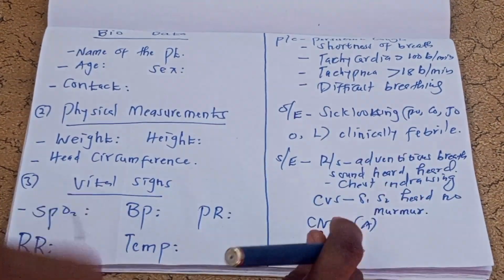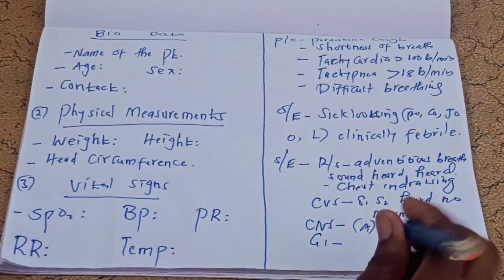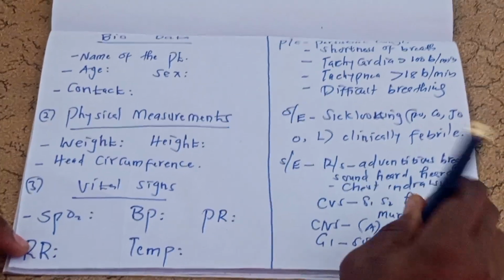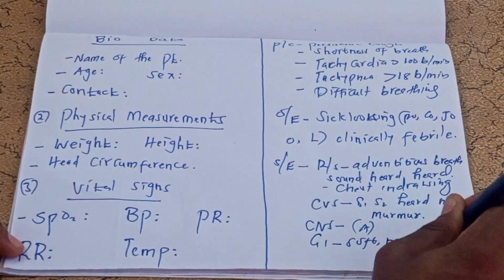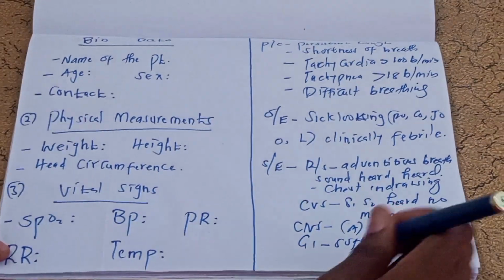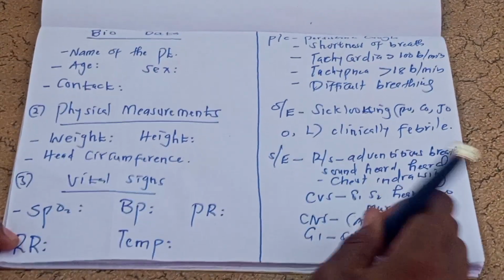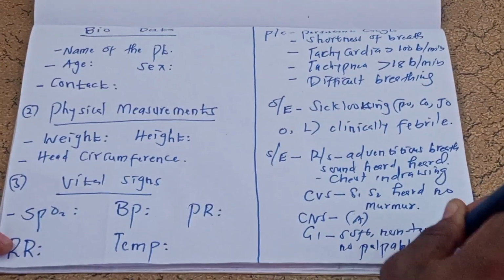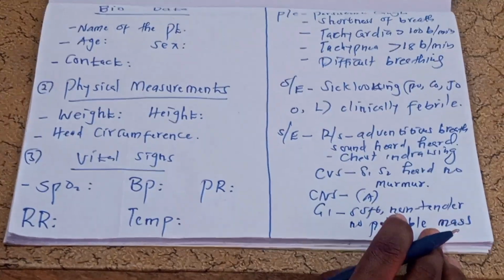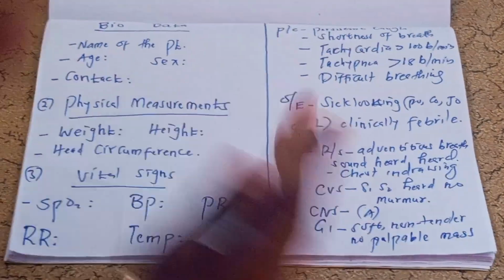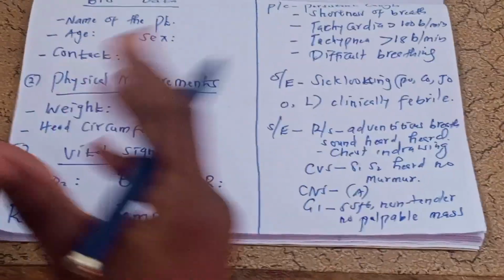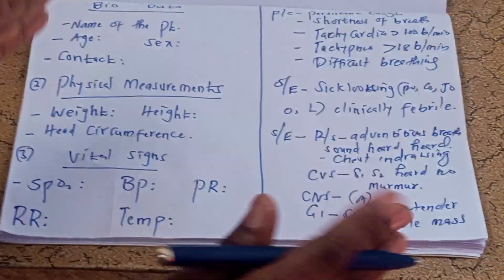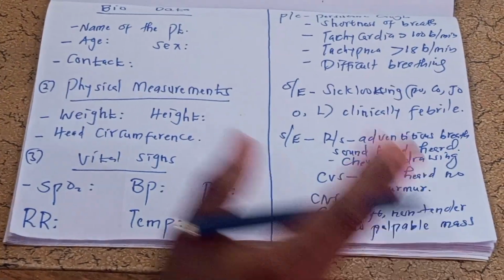Then we go for the GI. GI means gastrointestinal, that is the abdomen. Then it is soft, non-tender, no palpable mass. So whenever you're doing a general examination of the abdomen, you have to observe if there is softness, tenderness, or maybe a palpable mass. So this is how we are going to do it. Then you go for impression.